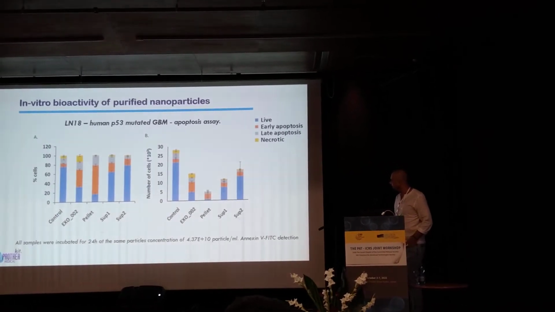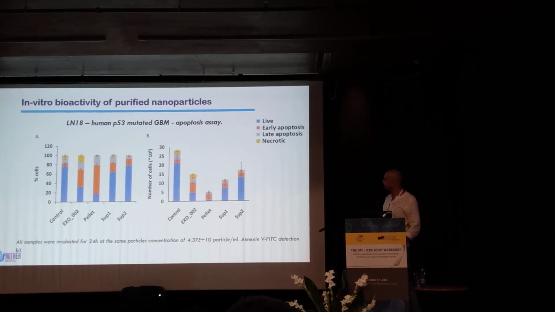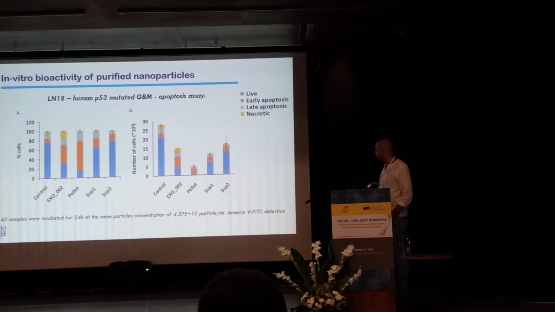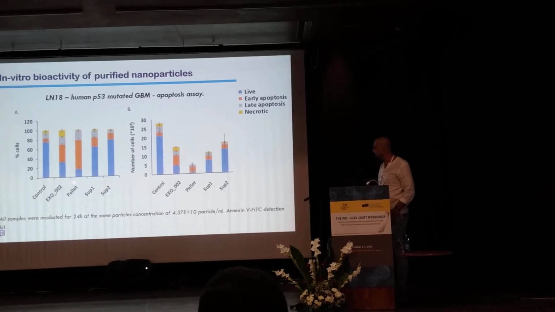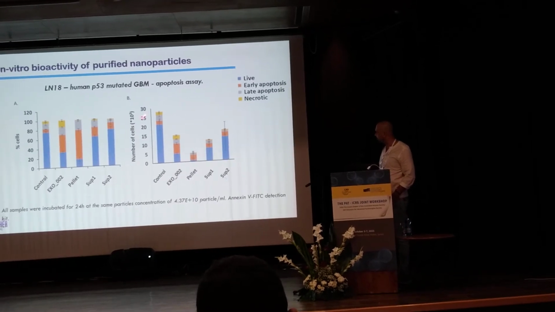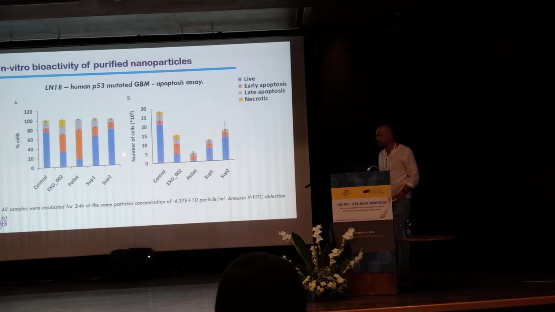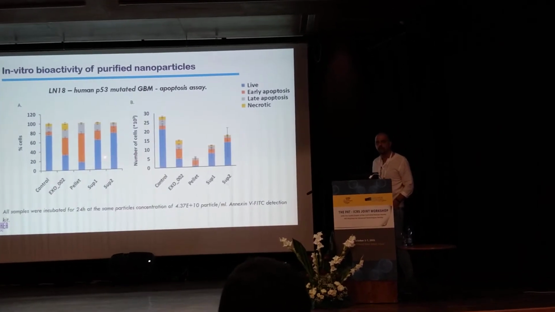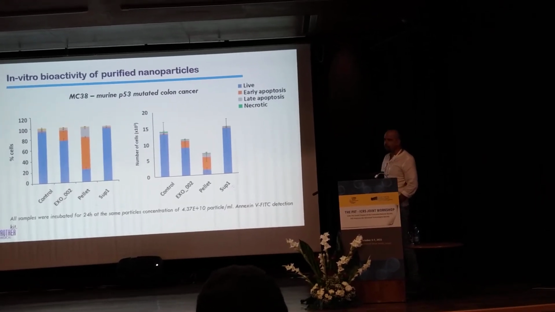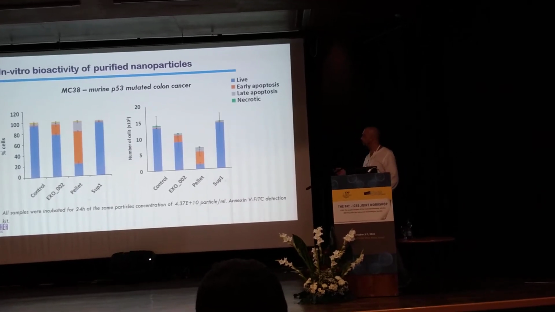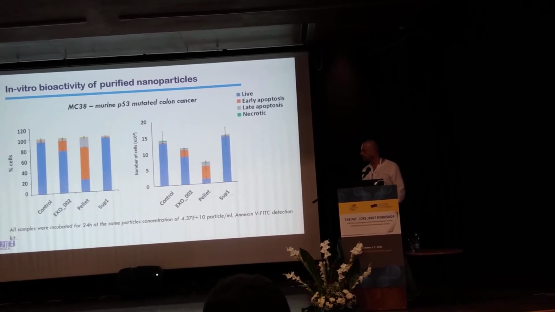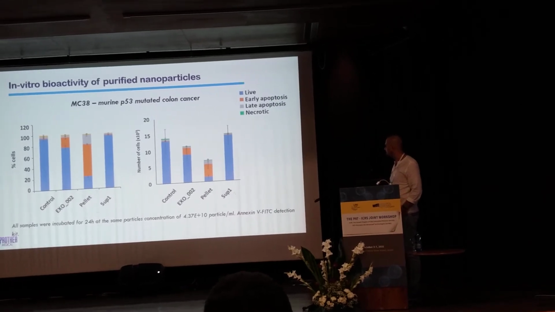When we apply those different fractions on glioblastoma human cells, p53 mutated glioblastoma cells, we see a very high apoptotic rate with purified nanoparticles. Also, if we count the cells, we see that after 24 hours, most of the cells have died. Next, we did the same with murine cell lines, specifically MC38, a p53 mutated colon cancer, and you see the same picture.